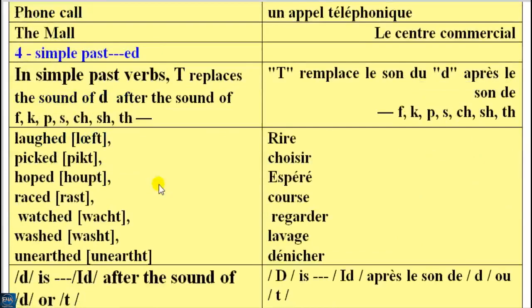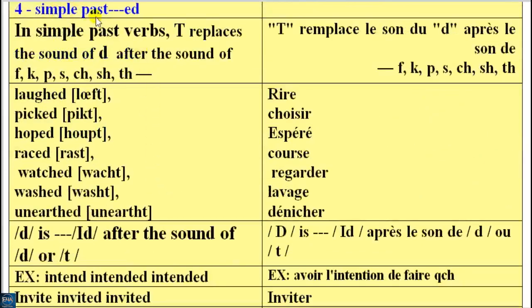4. Simple past. Verb with ed. In simple past verbs, T replaces the sound of D after the sound of F, K, P, S, CH, SH, TH. TH is S. Laugh, laughed. D becomes T. Peck, pecked. Hope, hopped. Race, raced. Watch, watched.